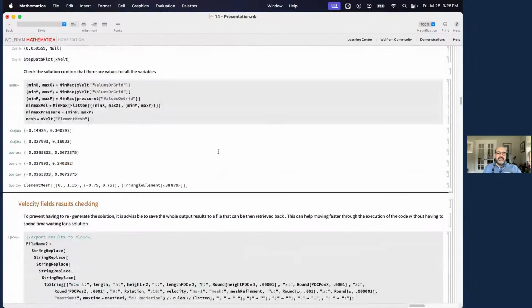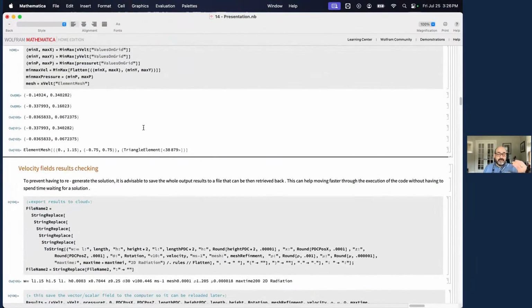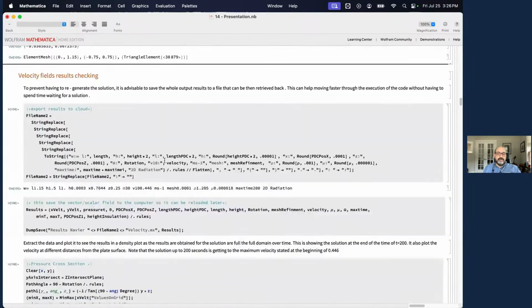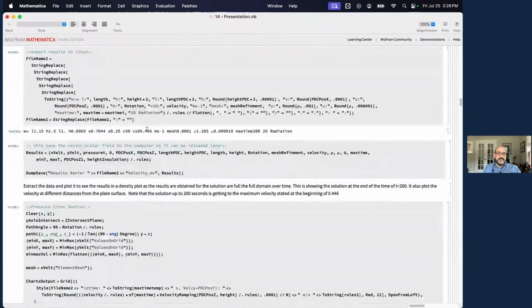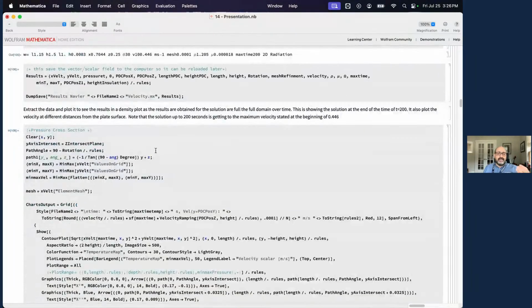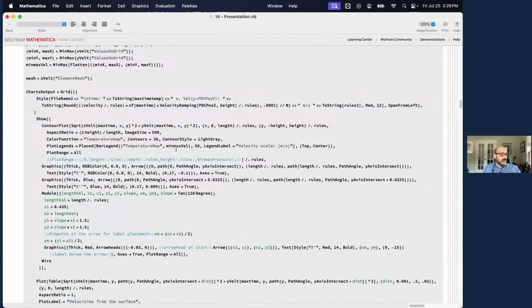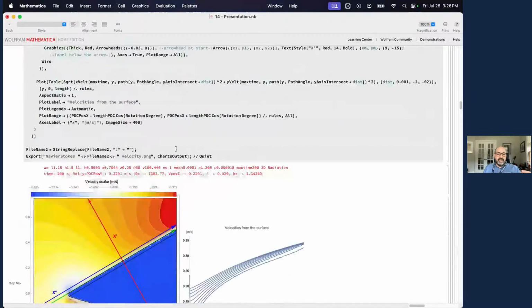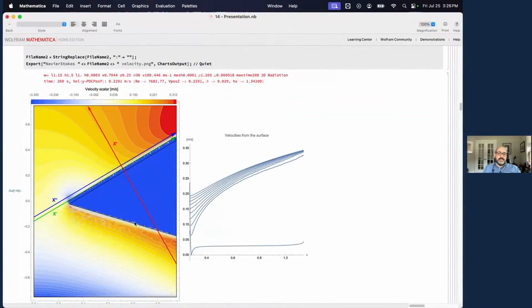Now, basically, what I do here, I get my results. After you're running for 24 hours, you don't want to be losing your results. So I save my results to a specific file, and that file I then retrieve when I need to work with it and do all these graphs. So this is the solution, as you can see here.